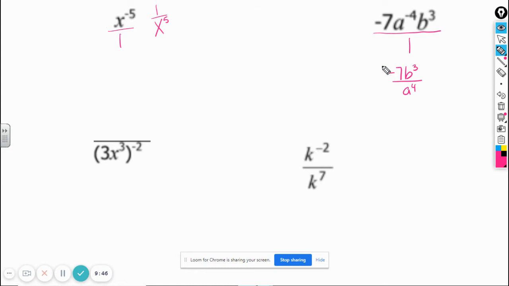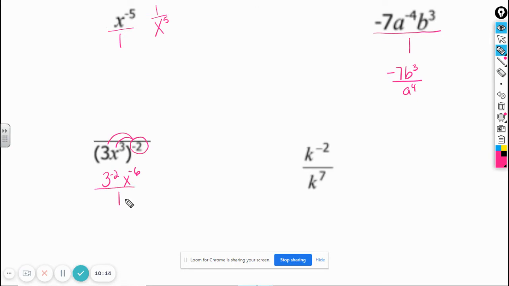And here you go, simplified. Okay, please excuse this line here. It just got captured in when I was trying to copy and paste these from a worksheet. Okay, you've got this power to a power situation. So it almost looks like distributive property, sort of. You've got to distribute that to everything that's in here. So I have 3 to the negative 2 power, and I have x to the negative 6 power.